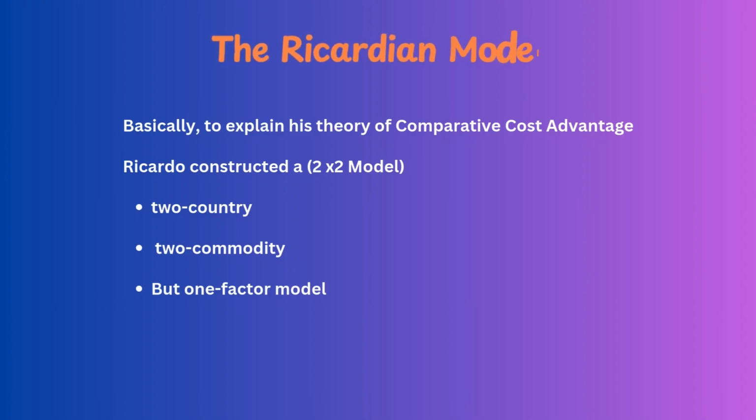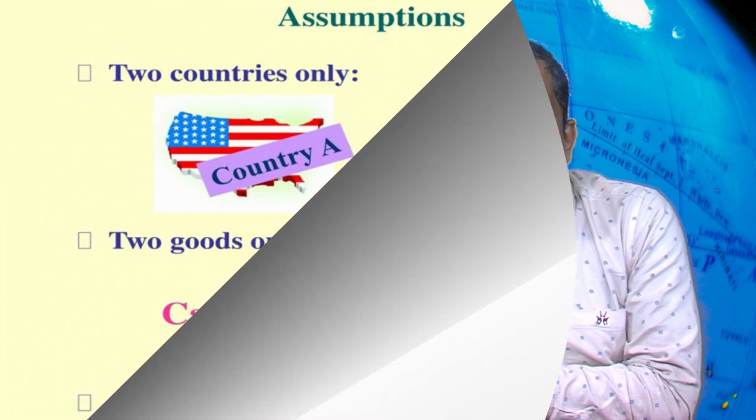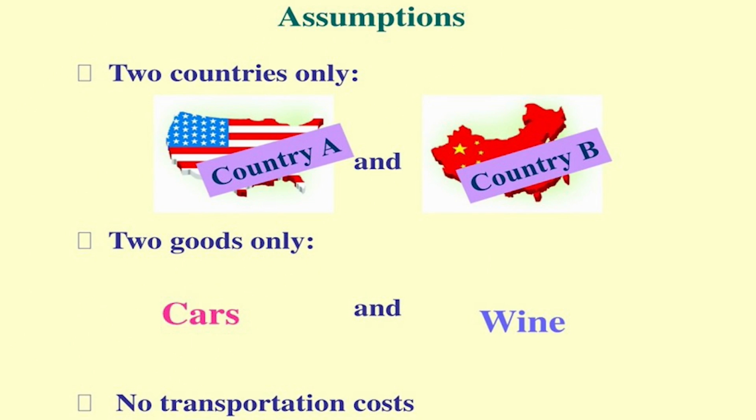If we discuss all these assumptions, basically the Ricardian model explains his theory of comparative cost advantage. It is a 2x2 model. 2x2 model means two countries, two commodities, but Ricardo used only one factor, that is labor. So among those assumptions, let us take these three assumptions into account while explaining the theory.